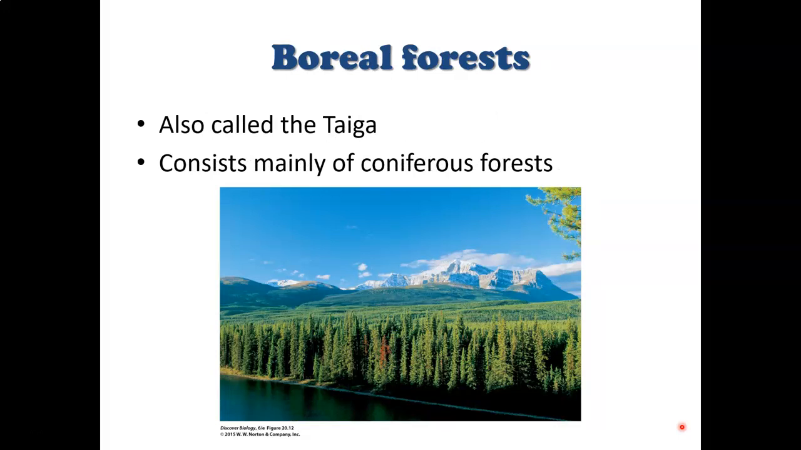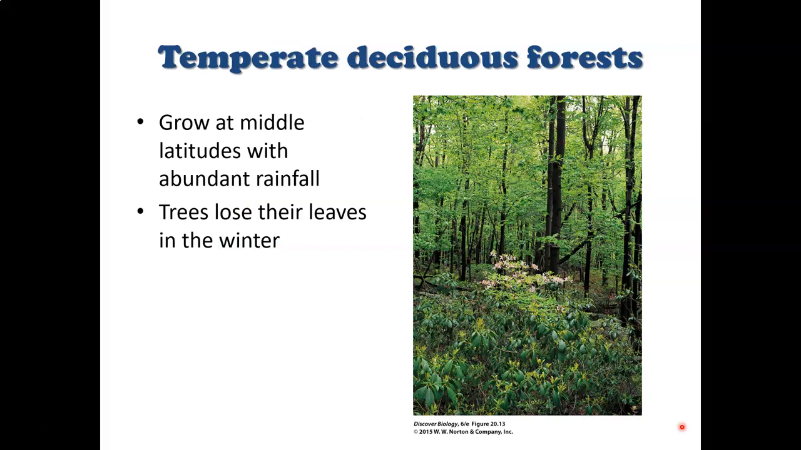Moving down a little bit, you have the boreal forest or the coniferous forests. This is called the taiga. These are forests with lots and lots of conifers. Deciduous forests are trees that will lose their leaves in the winter.